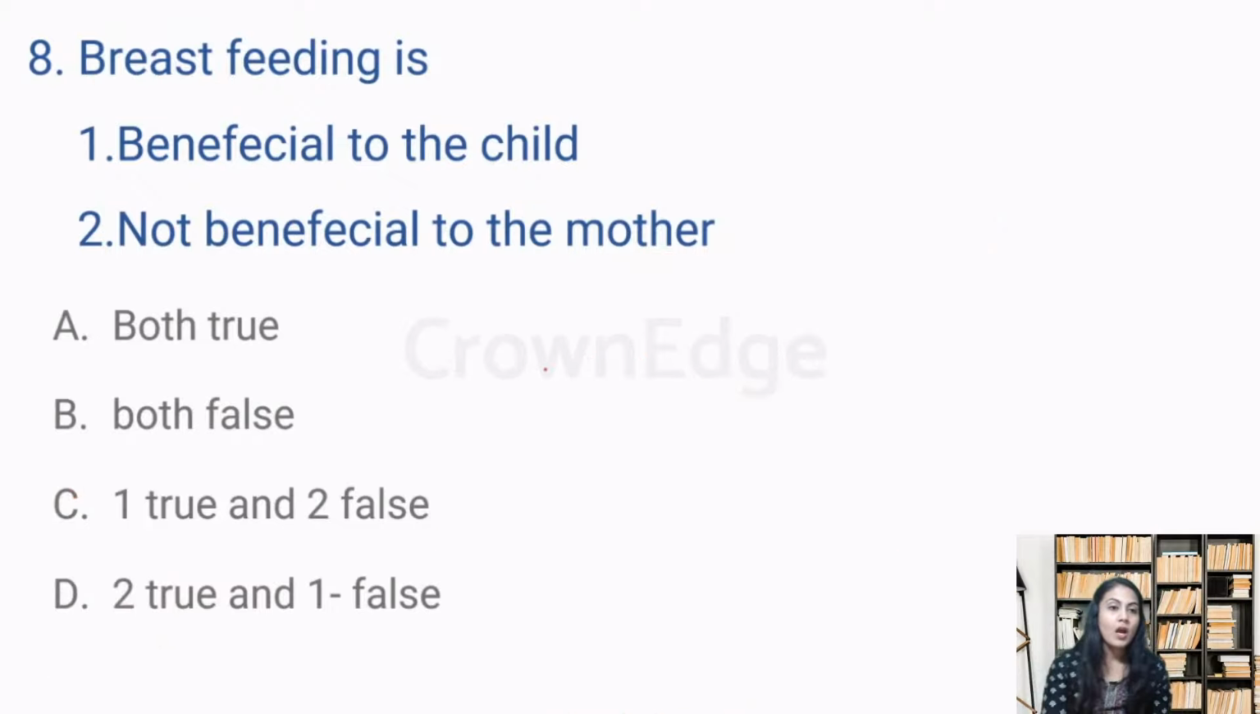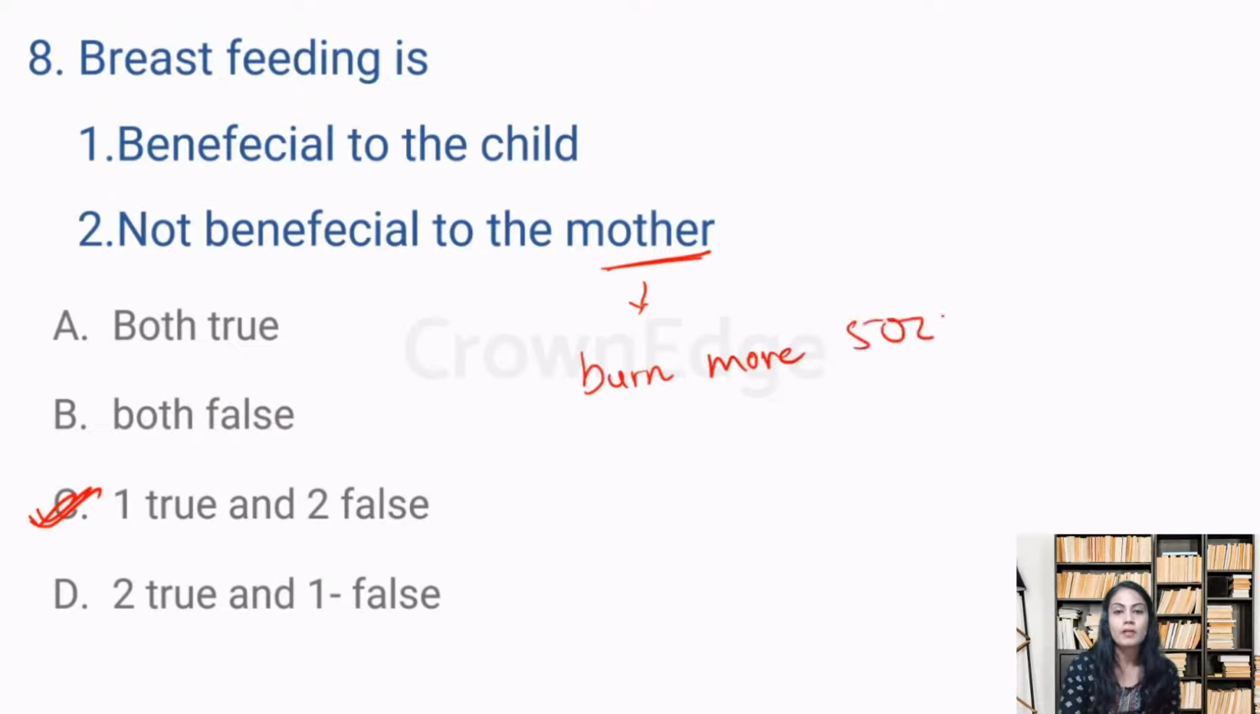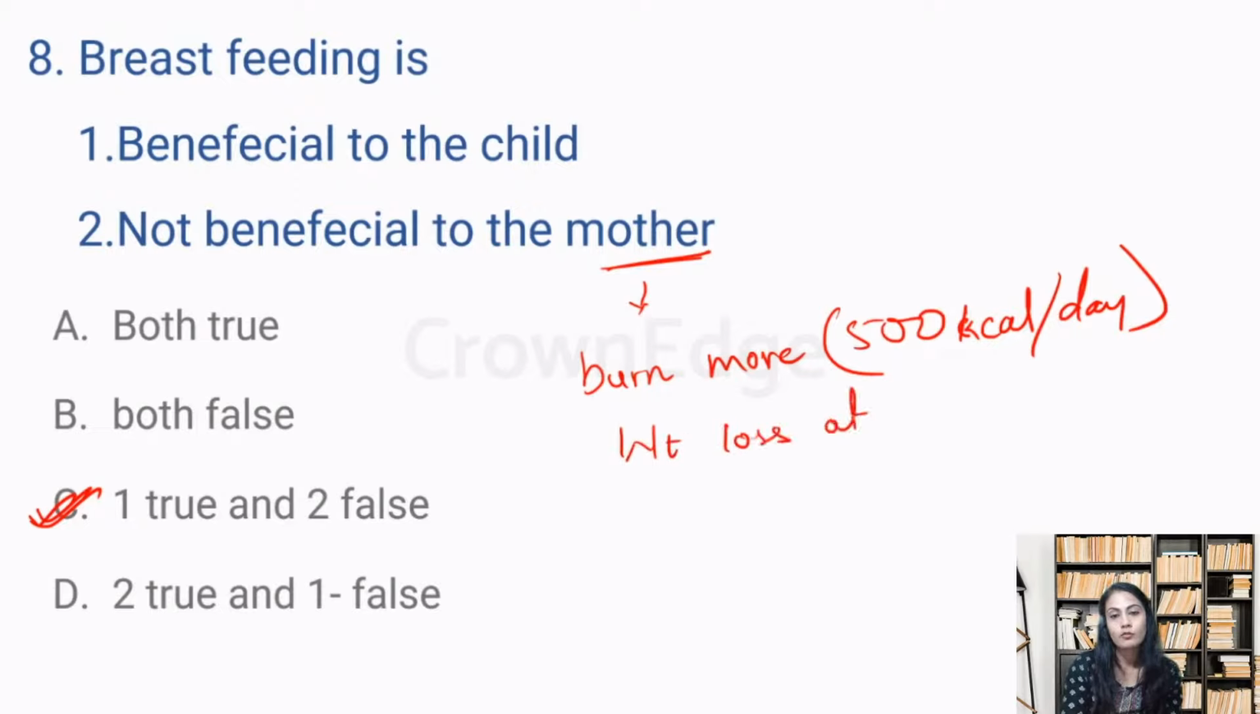Now what is another benefit of breastfeeding to the mother? Whenever she breastfeeds, obviously she is giving nutrition to the baby. She must have gained a lot of weight during her pregnancy, so it also helps to burn more calories, approximately 500 kilocalories extra per day, if she breastfeeds a child regularly. So it helps in weight loss after the birth of the baby.